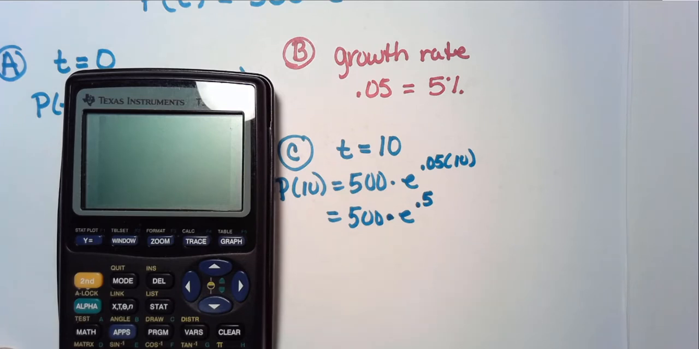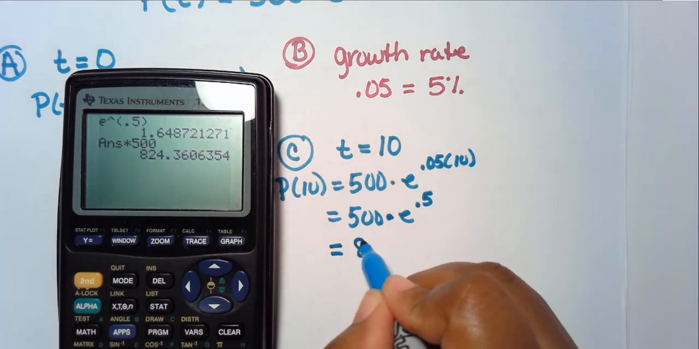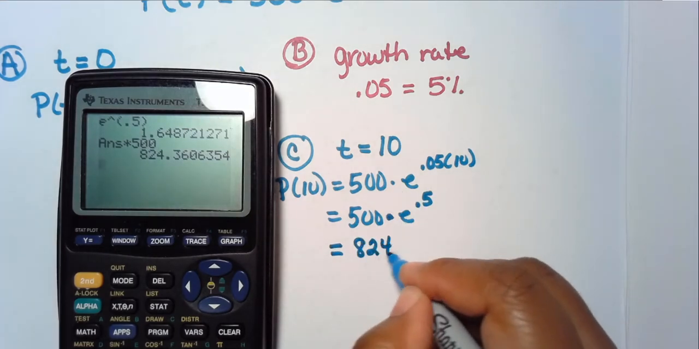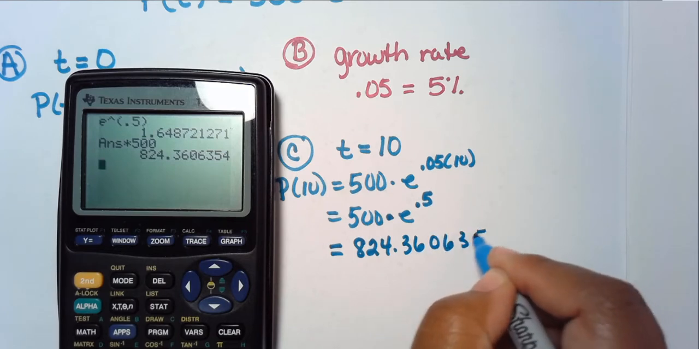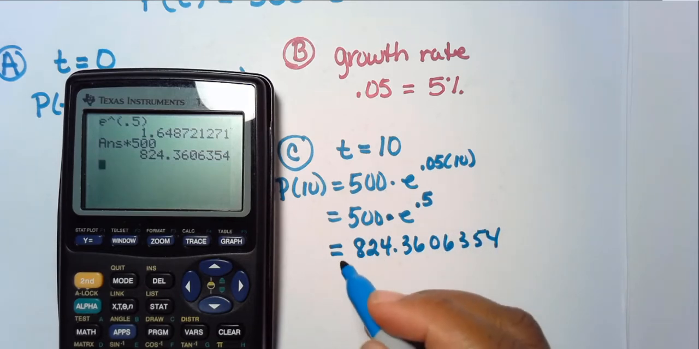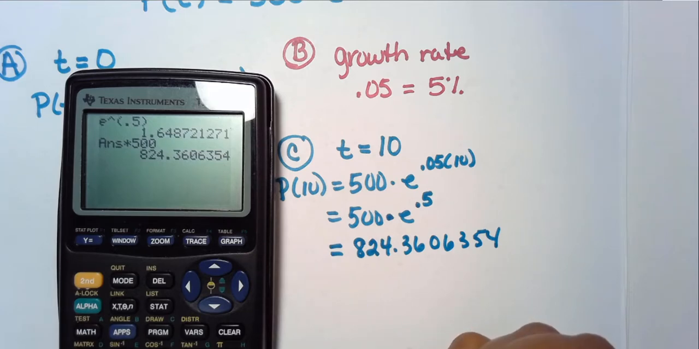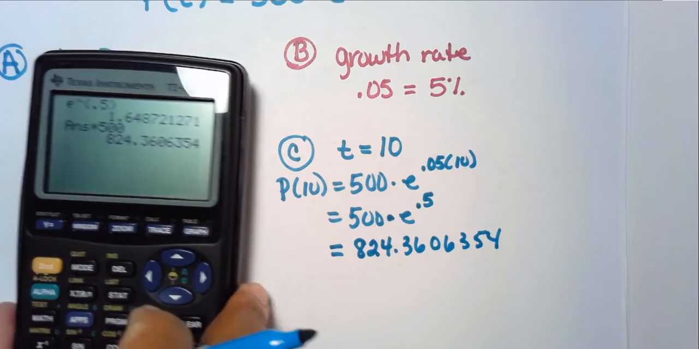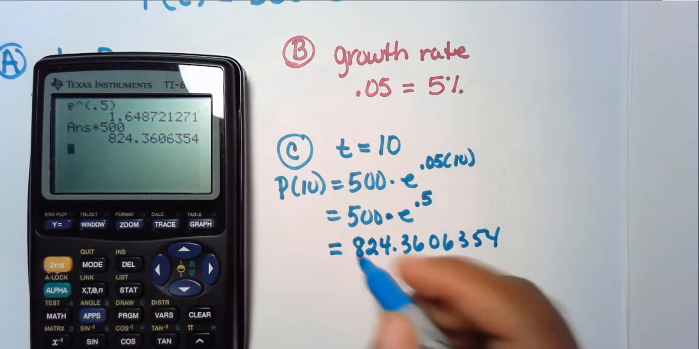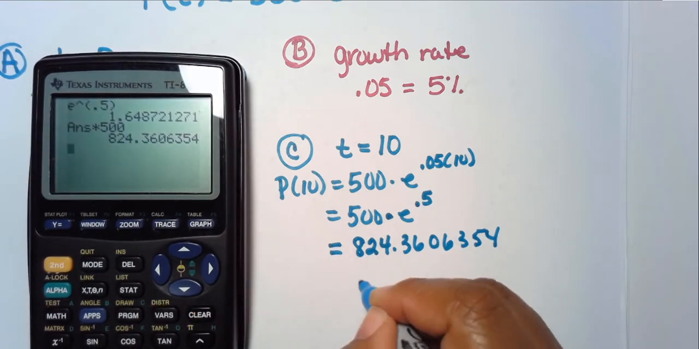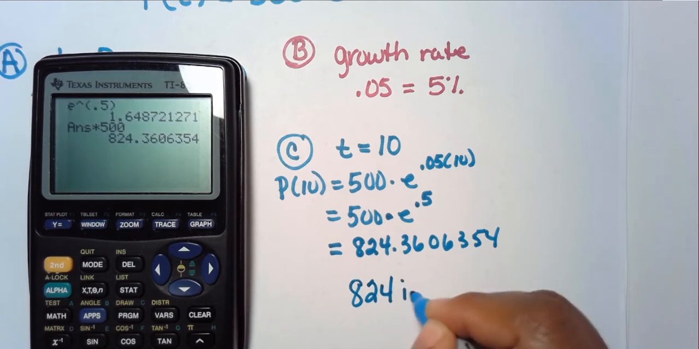So I'm going to first put in e to the 0.5, and then press enter, and then multiply that by 500. And we have 824.36066354. But in MyMathLab, it's going to ask you to round to the nearest whole number. So round to the nearest whole number, and that will be 824 insects.